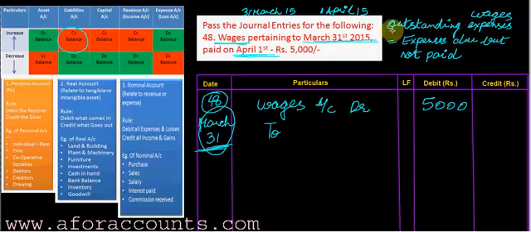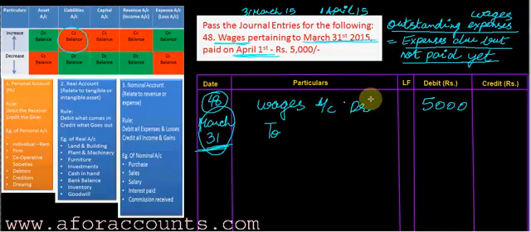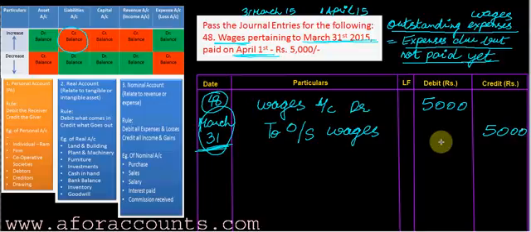So outstanding expenses, any outstanding expenses means expenses due but not paid yet. Expenses due but not paid yet. So they are a liability to my business and I will have to pay it later on. So wages account debit to outstanding wages. This will be my entry.